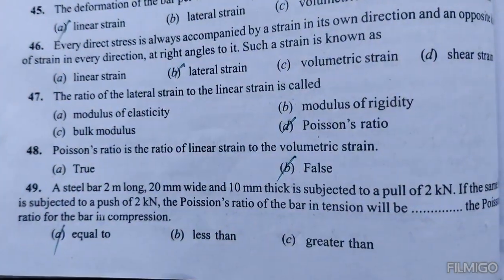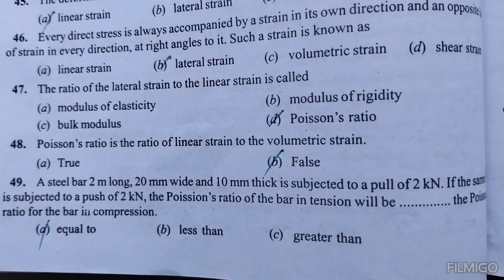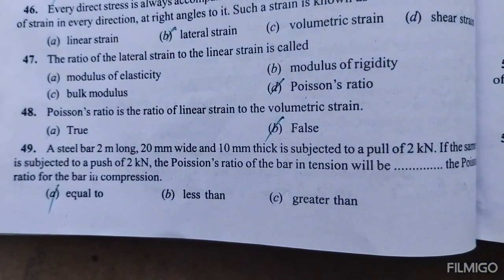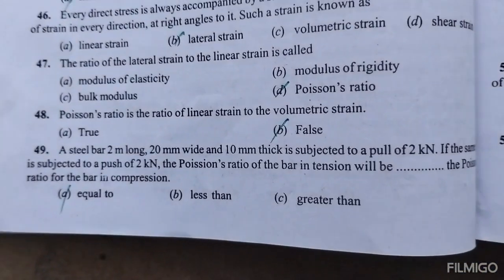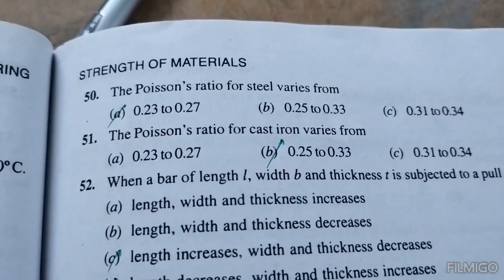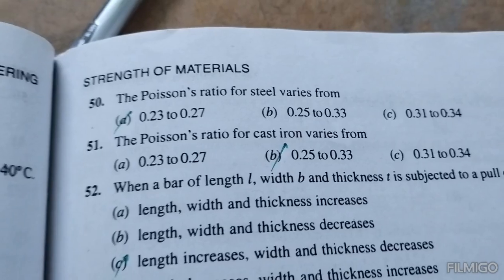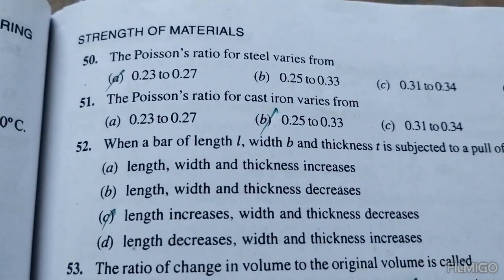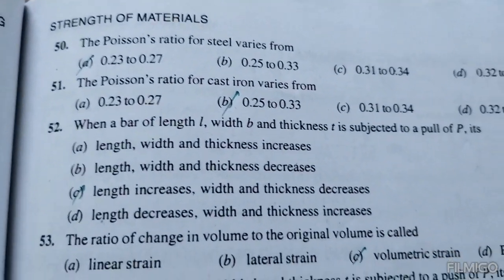Poisson's ratio is the ratio of linear strain to volumetric strain. This is false information. It is equal to the ratio of lateral strain to linear strain. The Poisson's ratio for steel varies from 0.23 to 0.27. The Poisson's ratio for cast iron varies from 0.25 to 0.33.